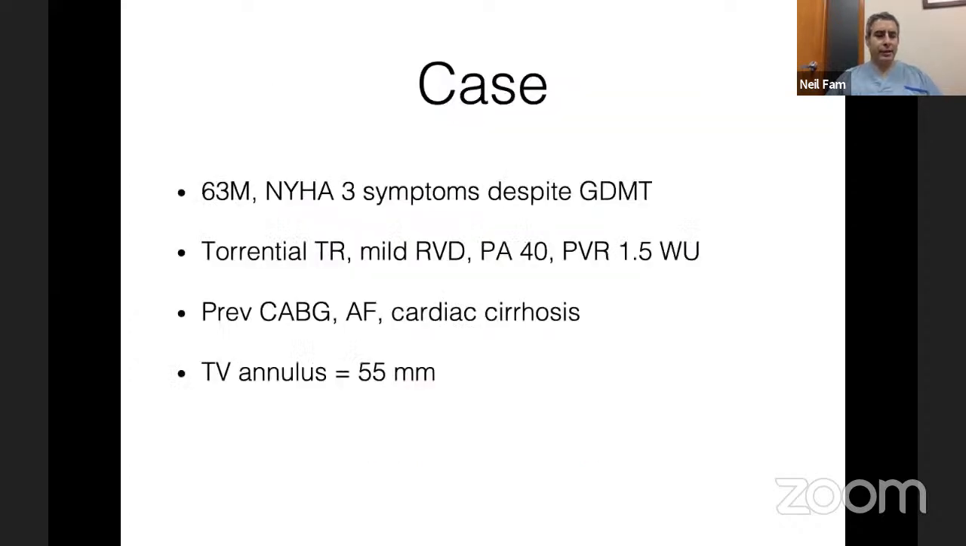So here's another case, a 63-year-old gentleman, ongoing symptoms, torrential TR, RV dysfunction, mild pulmonary hypertension, previous CABG, and he developed insidious onset of cardiac cirrhosis. He was referred to us from another cardiac surgeon who felt a redo surgery would be prohibitive given the liver disease. And his tricuspid annulus measured 55 millimeters. Now, the largest available EVOQUE or Navigate is 52.